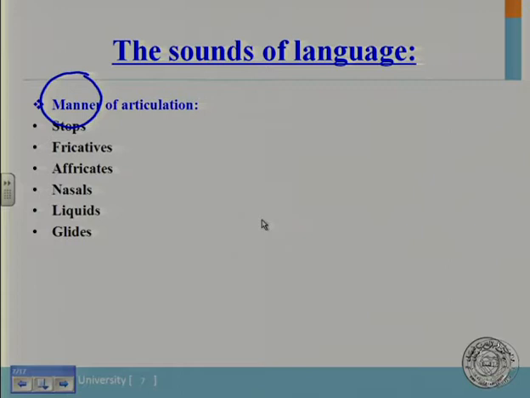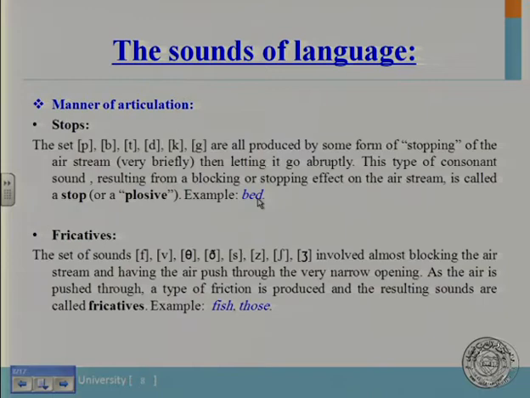Now, we will start with the first group, which is called stops. In this group, we have 6 sounds.